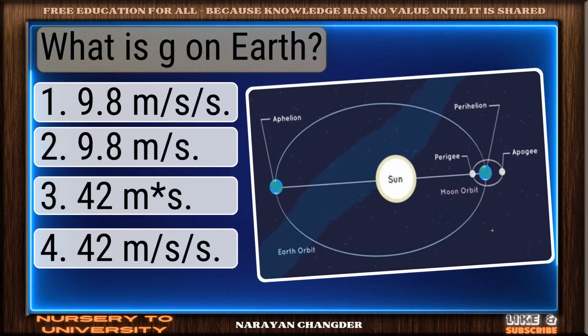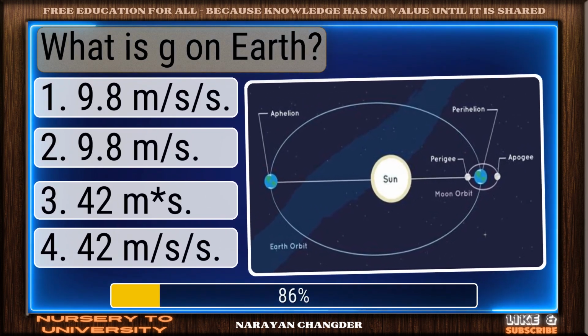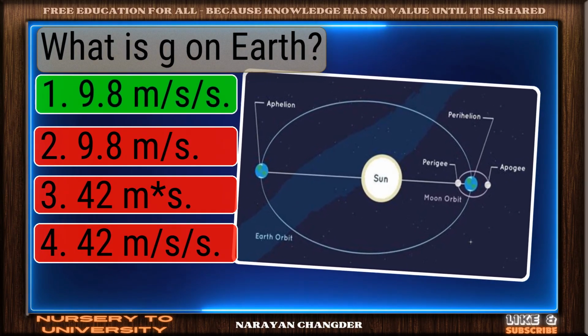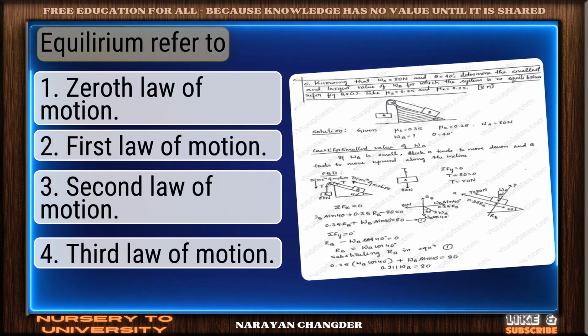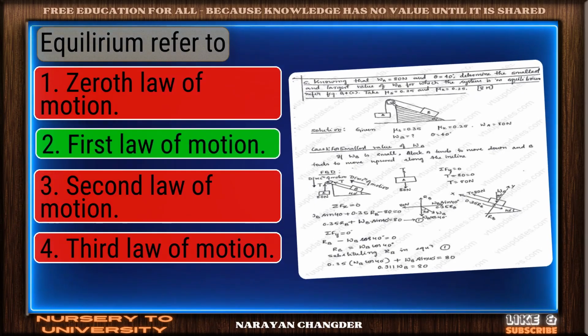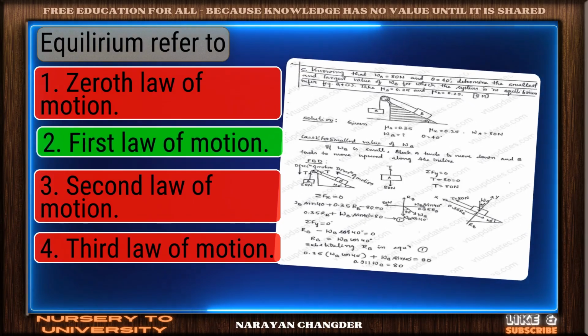What is G on Earth? You chose 9.8 m/s^2, and it is correct. Equilibrium referred to? You got it. Your choice first law of motion is right.